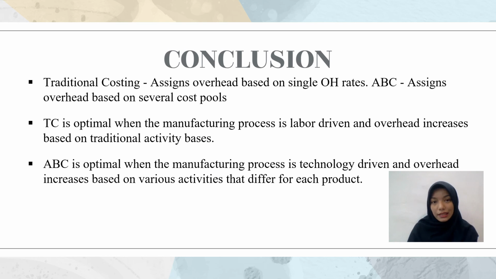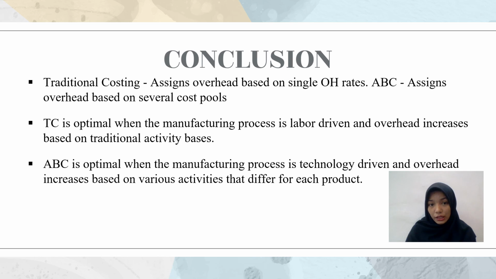Last but not least, here I will conclude the overall presentation. In conclusion, traditional allocation assigns overhead based on a single overhead rate, while activity-based costing (ABC) assigns overhead based on several cost pools and the activities that drive costs.